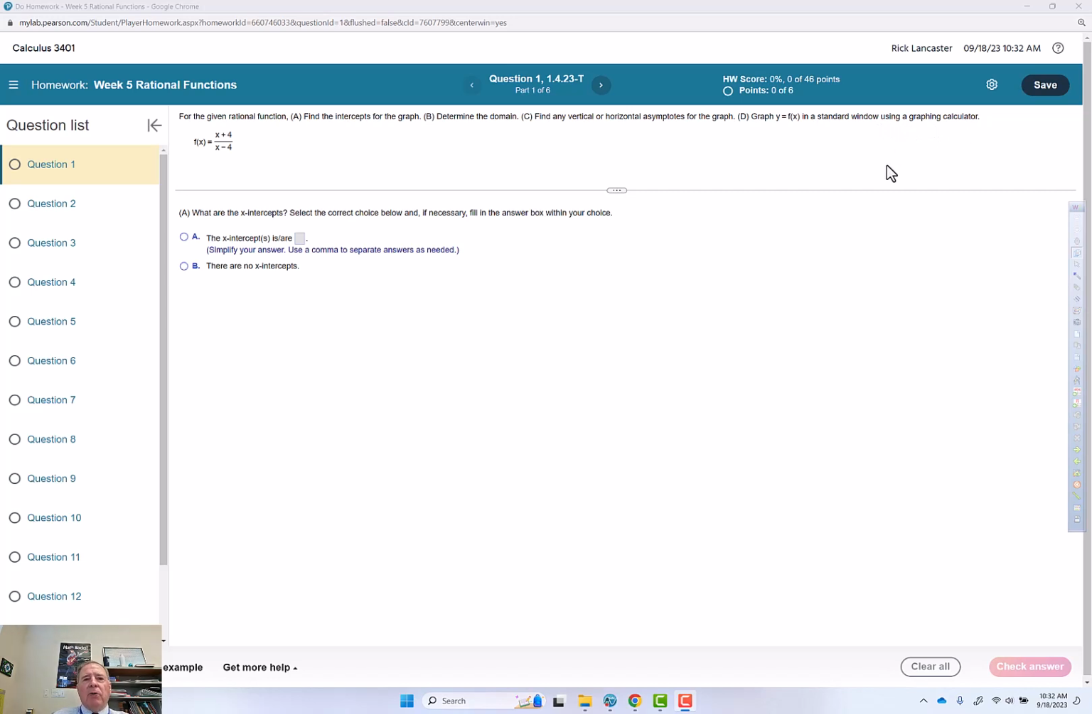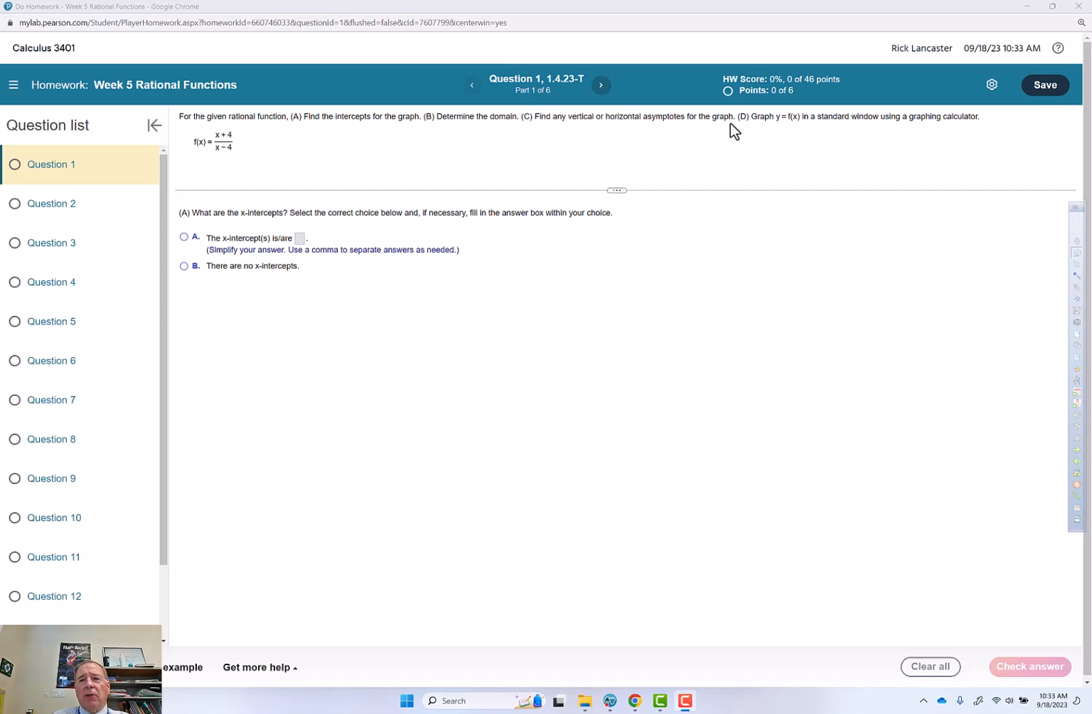So in general, to find the intercepts for a graph, we're going to put in 0 for the x's, or the independent variables, to find the y-intercept, because when you're at the y-axis, your x-coordinate is going to be 0. To find the x-intercepts, you're going to make the numerator equal to 0. To determine the domain, the thing you need to remember is you can never divide by 0.